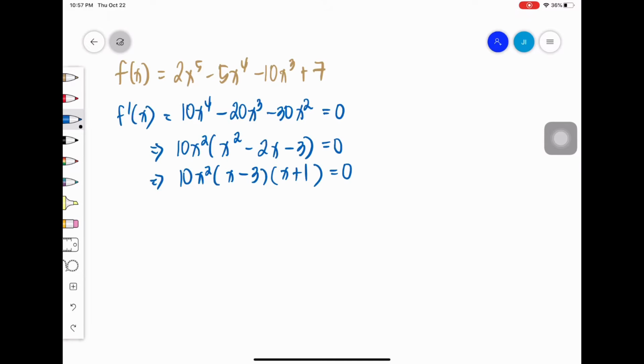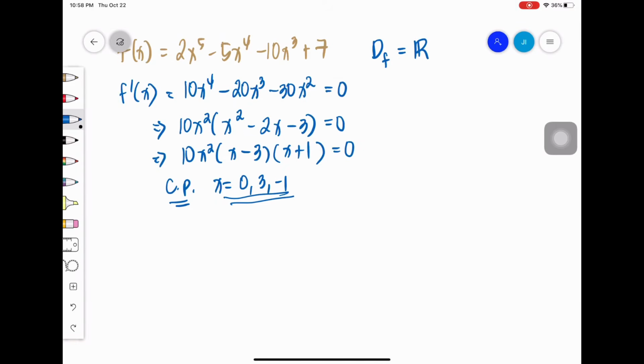That means we have 3 candidates to be critical points. Those are whenever x is 0, whenever x is positive 3, and whenever x is negative 1. Before we decide which really are critical points here, we will remove any that don't qualify later, so let us first determine the domain of f. Recall that this is a polynomial function, which means that the domain of this function is the set of all real numbers. That means these 3 candidates are indeed critical points.